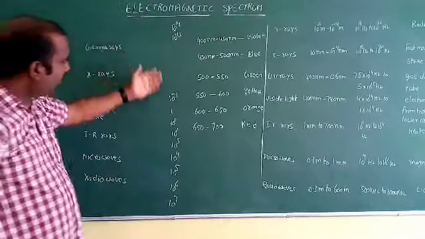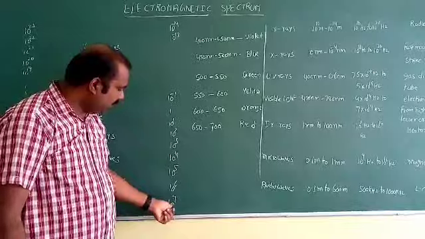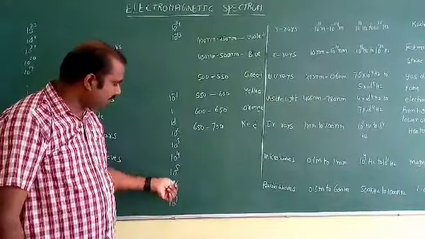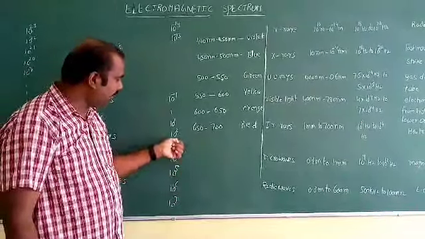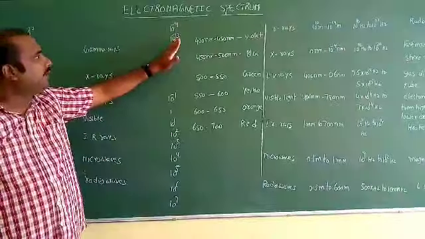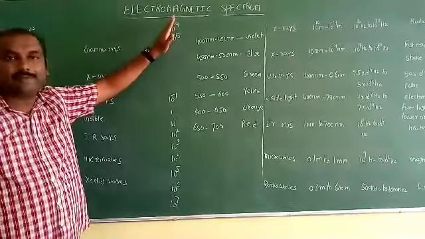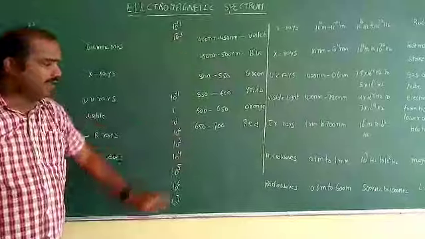Now here the wavelength range is given like this: 10^7, 10^6, 10^5, 10^4, 10^3, 10^2, 10^1, and 1, 10^-1, 10^-2, 10^-3, 10^-4, 10^-5, 10^-6, -7, -8, -9, -10, -11, -12, -13, and -14. This is the wavelength range.